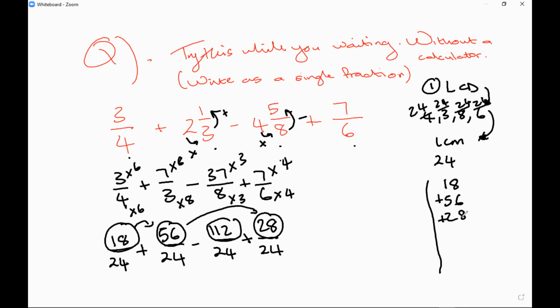8 plus 8 is 16. 16 plus 6? 16 plus 6 is 22. Put a 2, carry 2. 2 plus 2 is 4. 4 plus 1 is 5. 5 plus 5 is 10. That comes to 102.